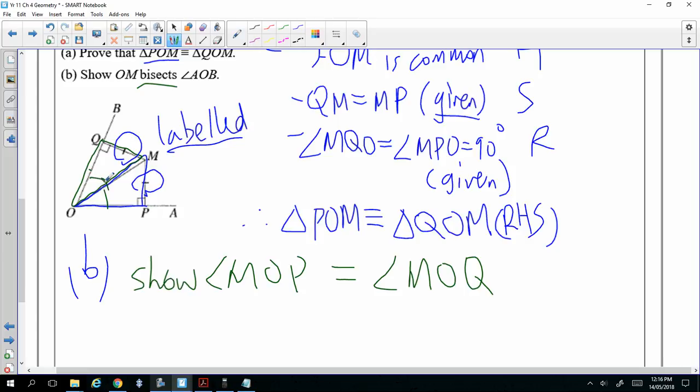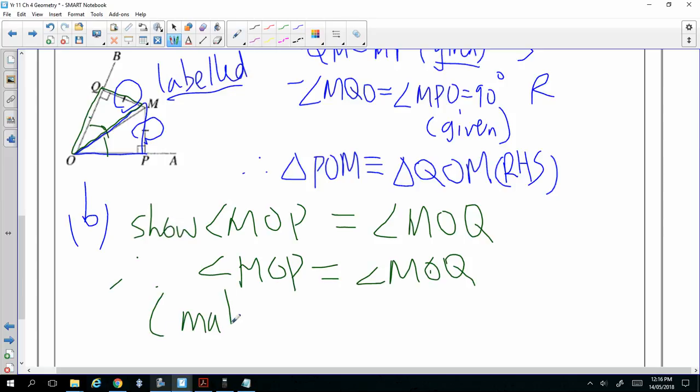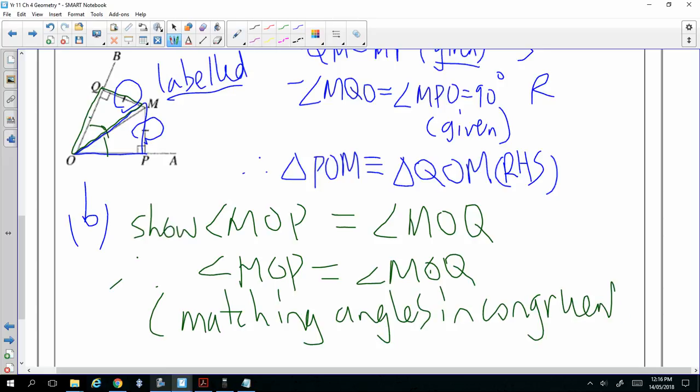Okay, how is that related to part A? We just proved that the triangles are congruent. So what can we conclude about the angles? They must be equal, isn't it? So you say, therefore, they are equal, because you give a reason: matching angles in congruent triangles. Matching angles in congruent triangles. That's the reason you give.